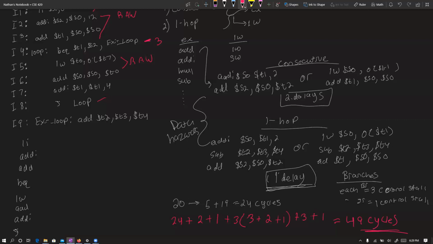And that's a quick way to try to calculate this. Hopefully that helps.